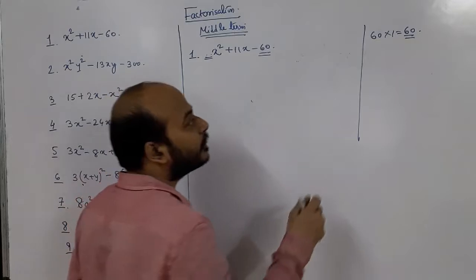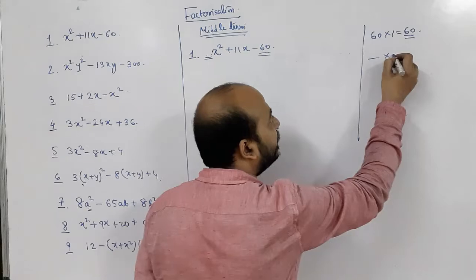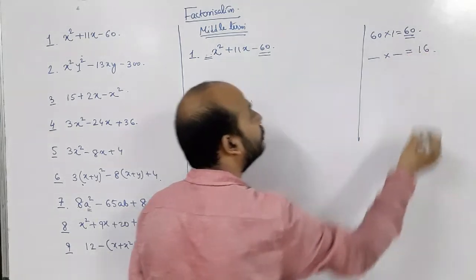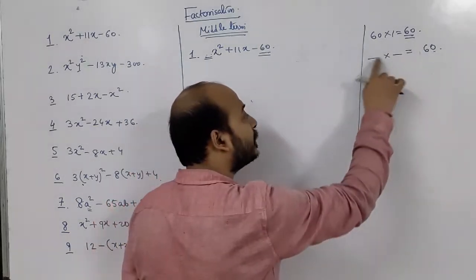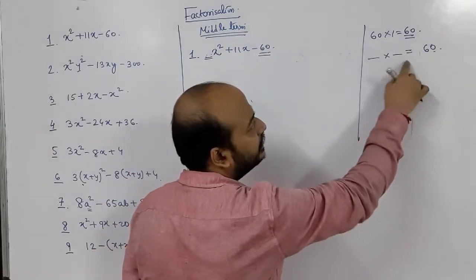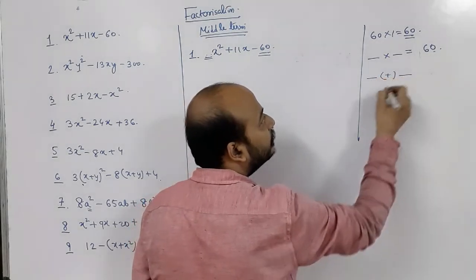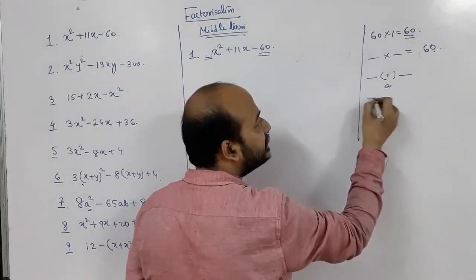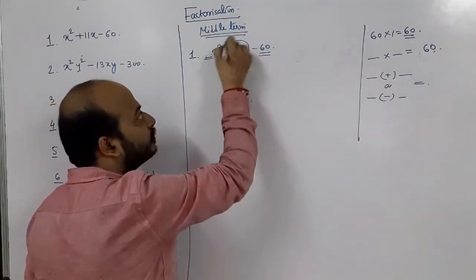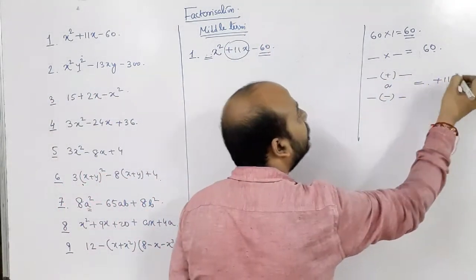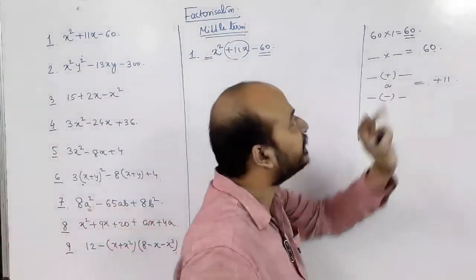Now we will break this 60 into 2 numbers. That means we will think of any 2 numbers by which we multiply, we get 60, and with the same numbers, by adding those numbers or by subtracting those numbers, we should get this middle value. Middle value means plus 11. Okay, understand? Here it can be minus 11 also. So in that case we have to get minus 11.